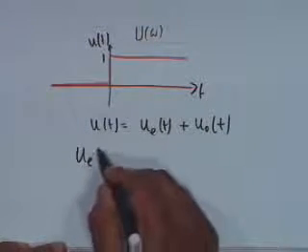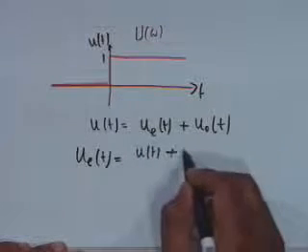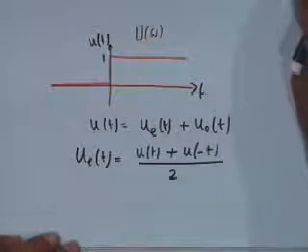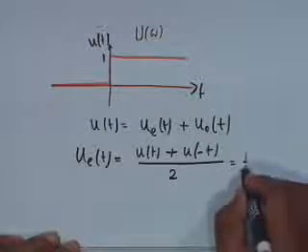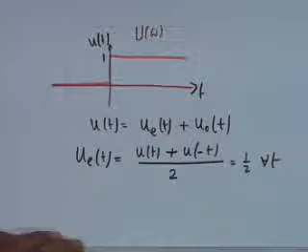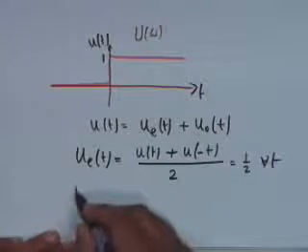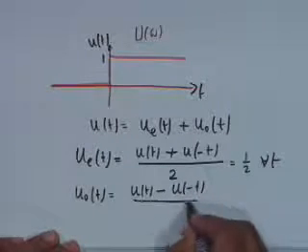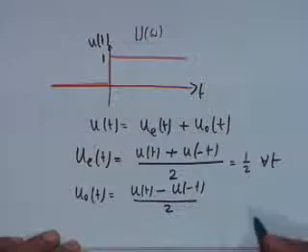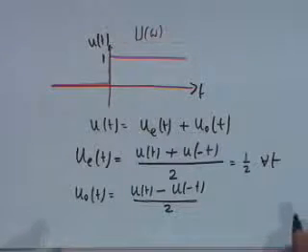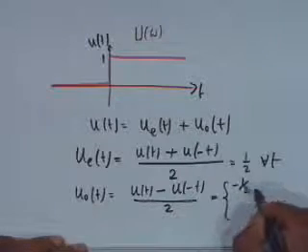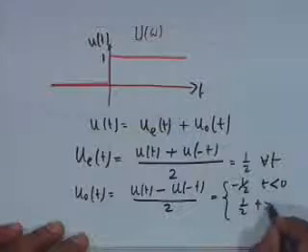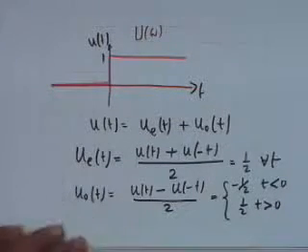Can you find out what is u_e(t)? It is [u(t) plus u(minus t)] divided by 2, and therefore the value is half for all t. u_o(t) is [u(t) minus u(minus t)] divided by 2, and therefore it is equal to minus half for t less than 0 and half for t greater than 0. At t equal to 0 there is a discontinuity.